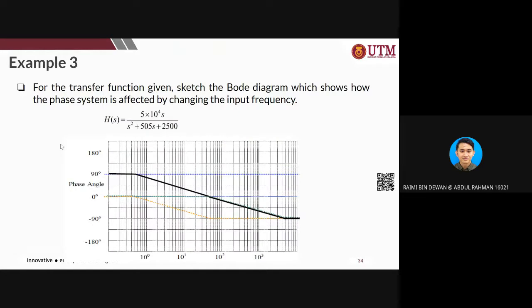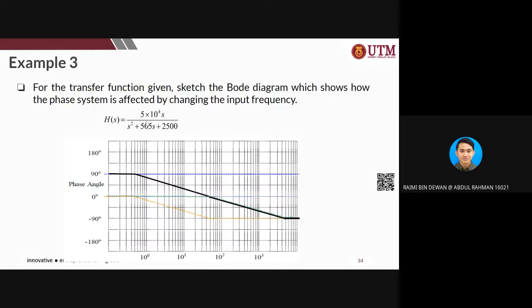Example 3, for the transfer function given, sketch the Bode diagram which shows how the phase system is affected by changing the input frequency. Okay, you can try this at home.